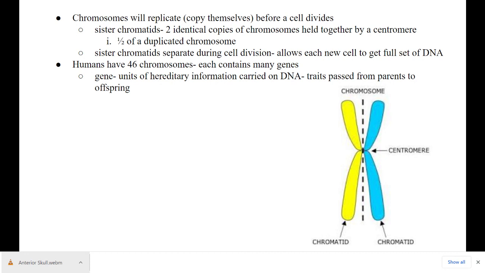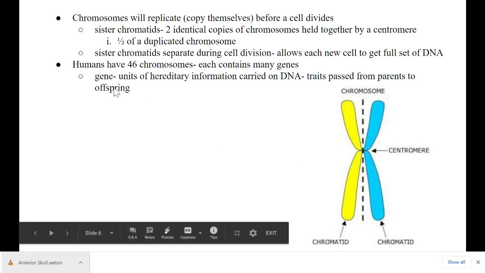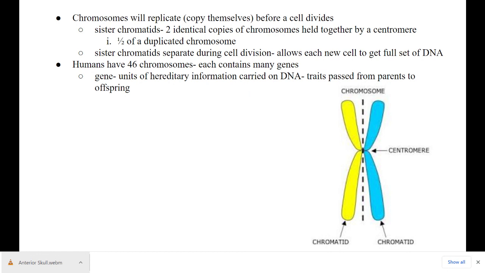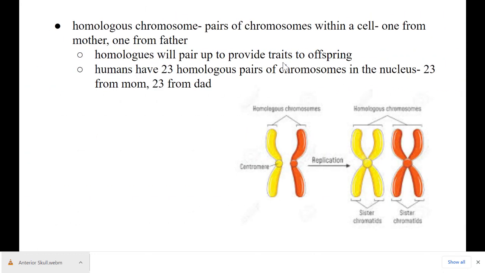Within our chromosomes and within our DNA, we have these things called genes. A gene is a spot on the DNA that carries a trait, and specifically, it's going to help us make proteins. And again, I hate to keep saying it, but that's something we're going to really study a lot in a couple units. Last thing here on this video, we have homologous chromosomes. So a homologous pair of chromosomes is when the chromosomes from mom and dad pair up within a cell.